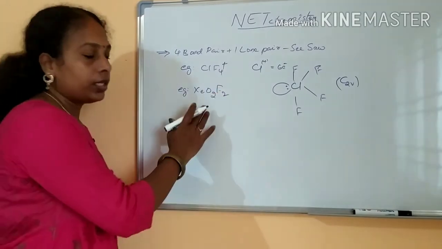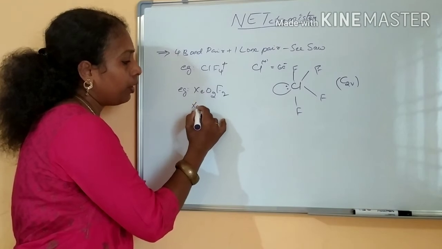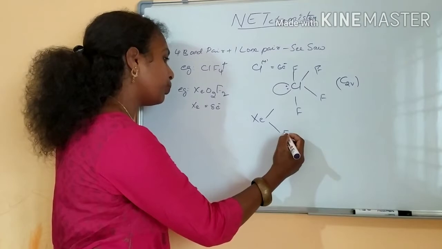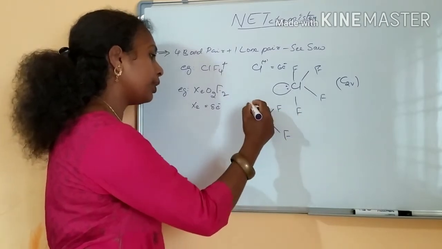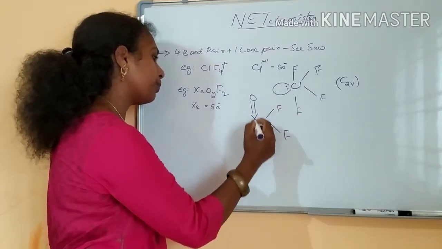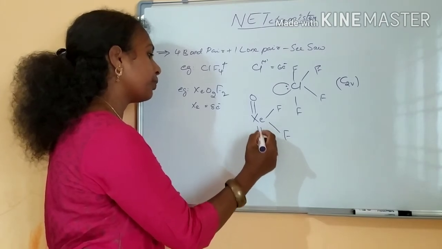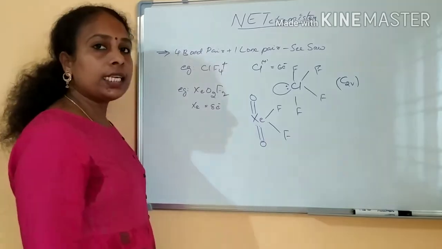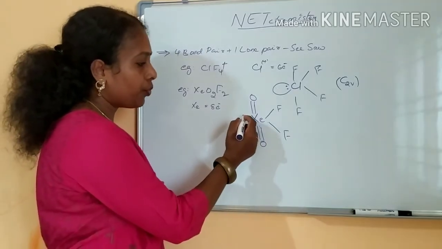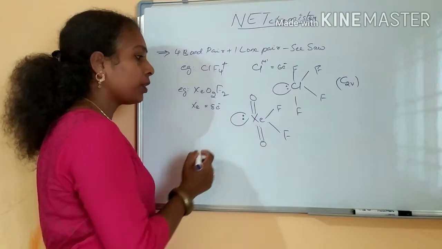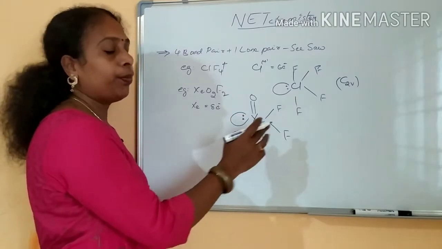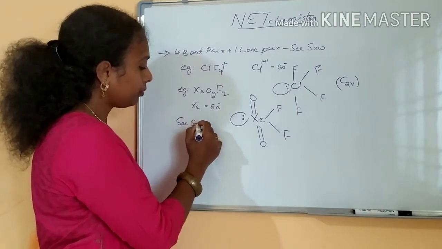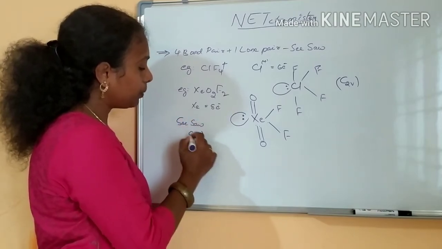XeO2F2. Okay. Xenon is having how many outer electrons? Xenon is having 8 electrons, right? 2 has bonded with the fluorine atoms, and 1, 2, 3, 4, 5, 6. So 6 electrons have gone. Remaining 2 electrons are there, right? So 4 bond pair plus 1 lone pair. The molecule will be seesaw shape and belongs to the C2v point group.